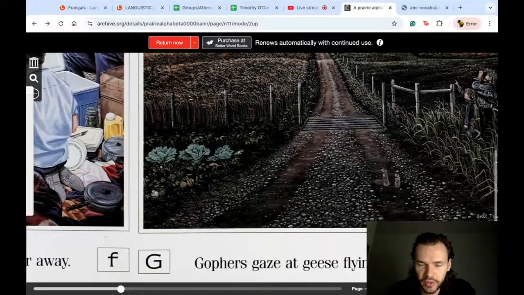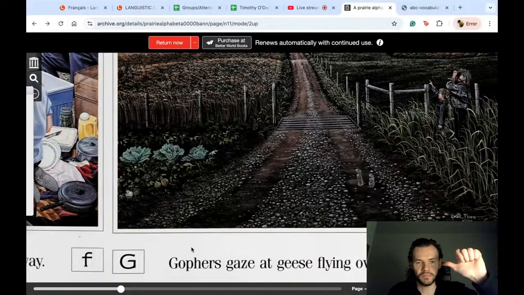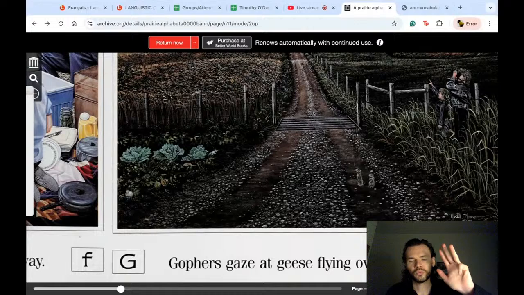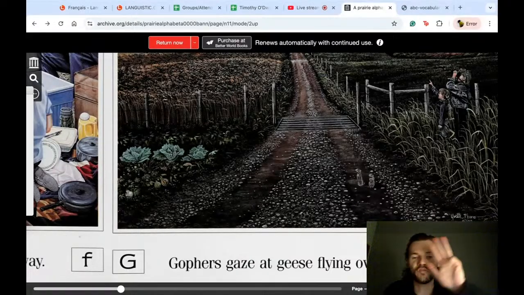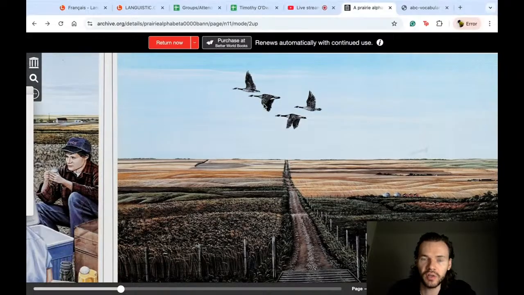That was our G word, our G sentence. How many G words do you see in the sentence? So we have gophers, gaze, geese, and grassland. So how many G words do we have? Very good. We have four. We have four G words, just like our four geese.